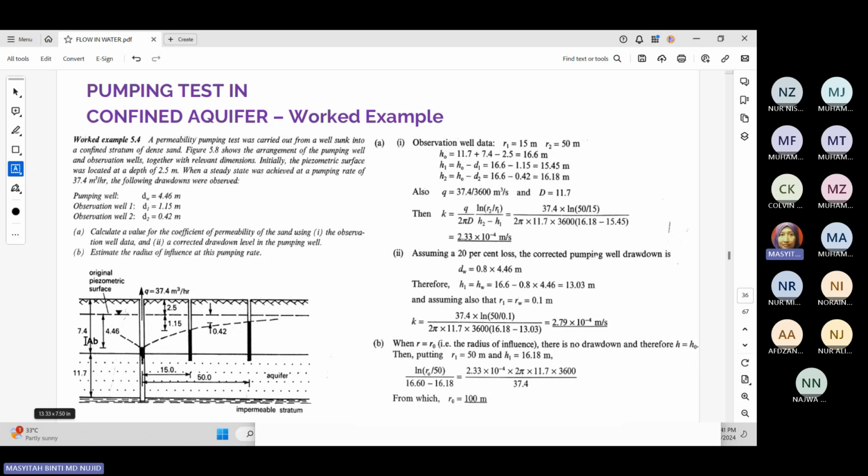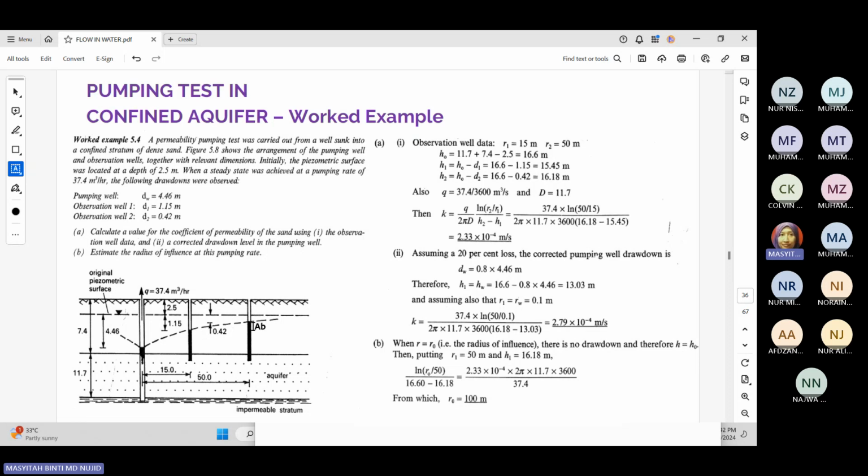So dalam soalan ni, dia tricky kepada awak, dia bagi 7.4 terus daripada aquifer sehinggalah dekat ground surface 7.4. Sebenarnya kita nak pakai tinggi thickness aquifer campur dengan tinggi daripada aquifer tu sehinggalah piezometric surface level only. So that's why kat sini H0 dia tolak dengan 2.5. H1, H1 daripada observation well pertama. So kena tolak lah. H0 tadi dah dapat, tolak dengan 1.15, dapatlah 15.45.